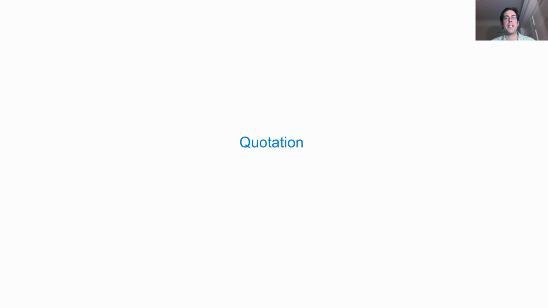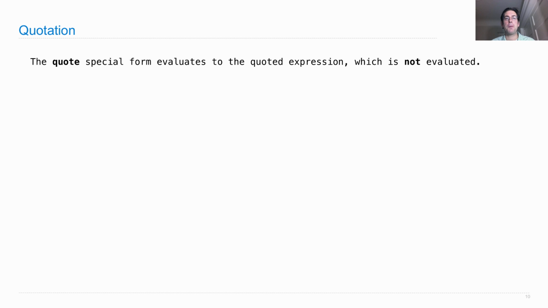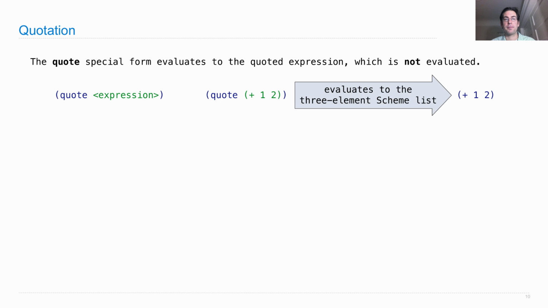Let's talk about quotation. The quote special form evaluates to the quoted expression. That expression is not evaluated. So if I quote an expression, that is a quote special form. For example, quoting (+ 1 2) evaluates to the Scheme list which contains the symbol + followed by the number 1 followed by the number 2. It does not evaluate to 3 because it's quoted.